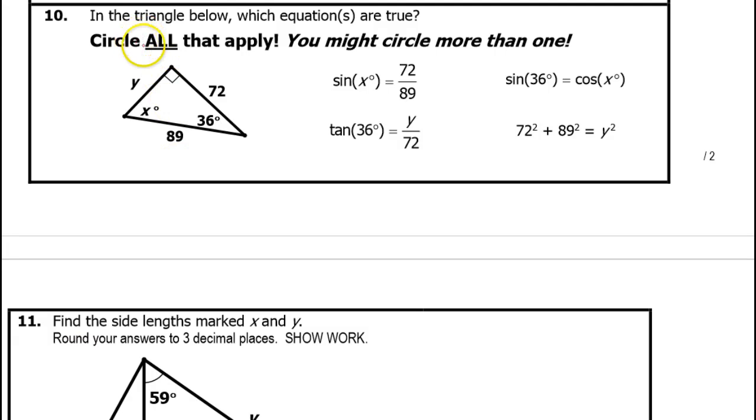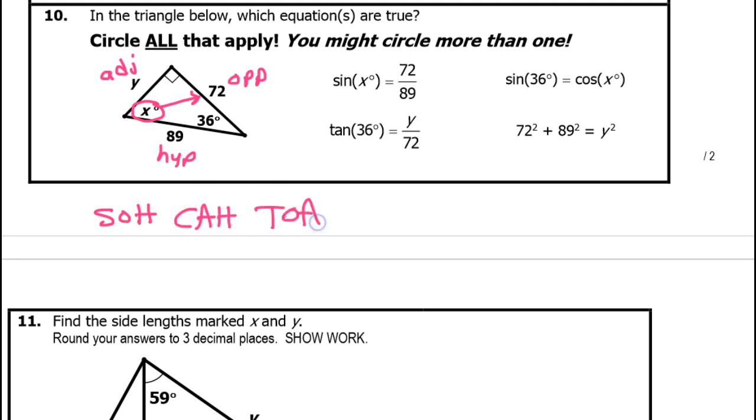Alright, number 10, circle all of the equations that are true, and there could be more than one. Okay, let's see, is this one true? So sine of x. So I'm going to circle x, and I'm going to note that this is the hypotenuse. If I draw an arrow from here, that makes this opposite, and so that means this leg is adjacent. So because of SOHCAHTOA, I know that sine is opposite over hypotenuse. So that would be 72 over 89. Alright, so this is true. Sine of x is equal to 72 over 89.